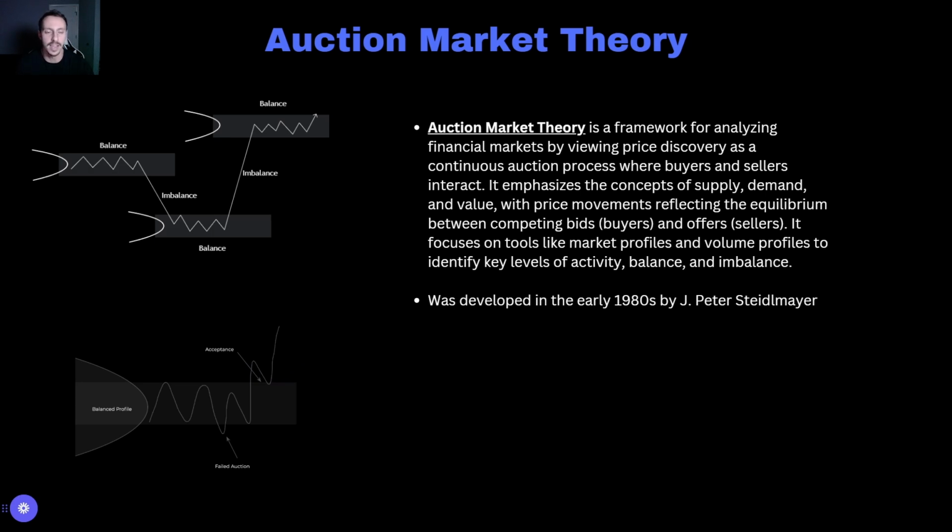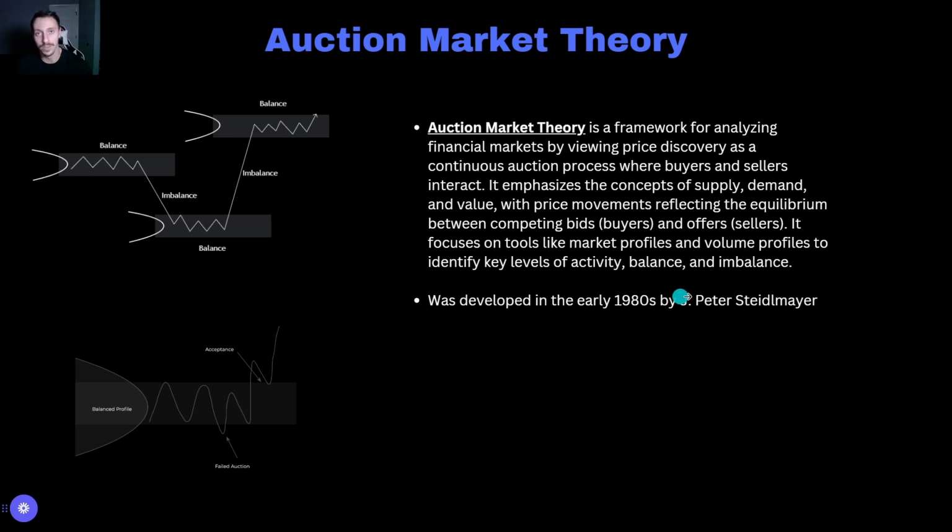So a lot of you ICT guys know of this as the power of three. That's how I kind of learned about it. So you have your accumulation, manipulation, distribution. As you see right here, ICT was not the creator of this theory. This is just one of many examples of how he has just repackaged terms and concepts that have been around for a long time. This was created in the 1980s. But basically, we're able to use the volume profile, market profile to identify key levels of activity, balance, and imbalance.